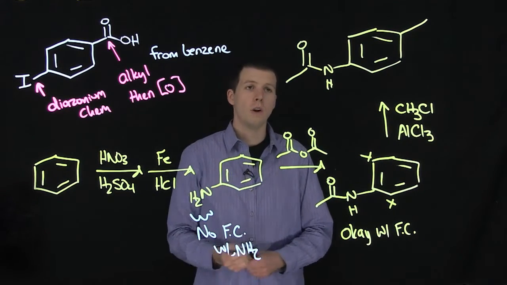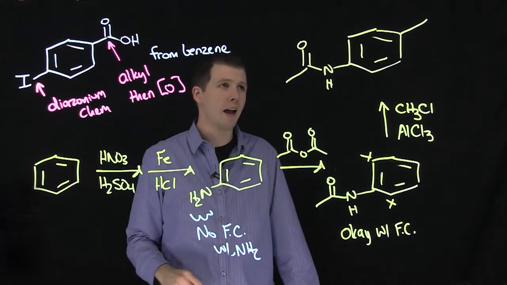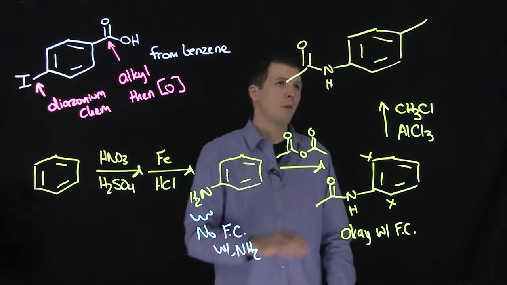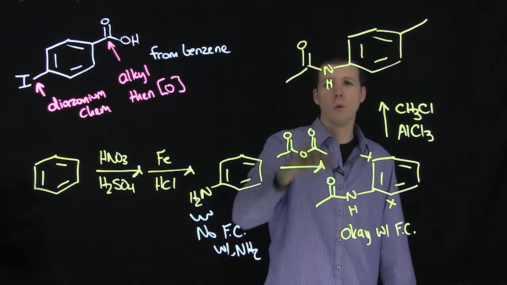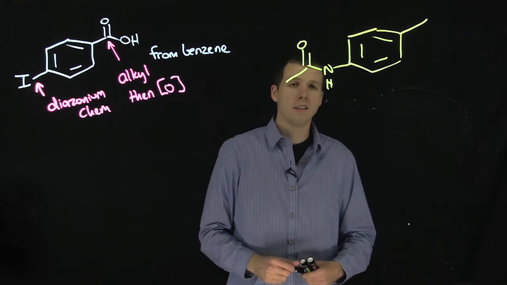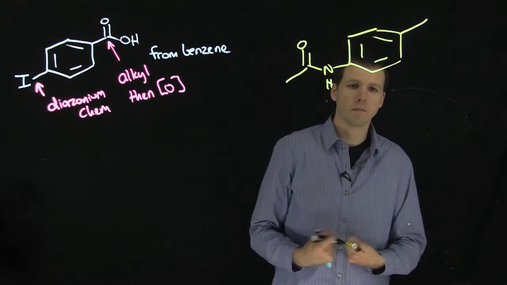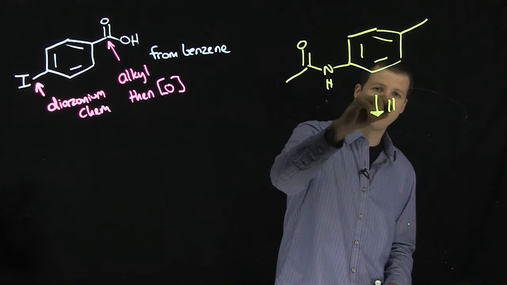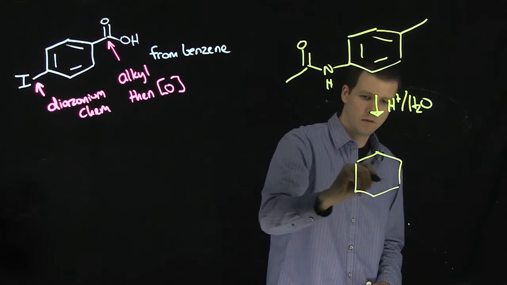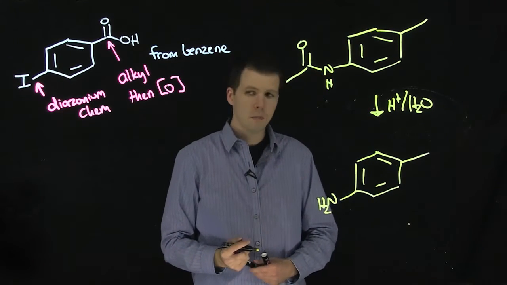From here, we need to get this amide converted to the diazonium ion and then to the iodide, and then we need to oxidize the methyl group. Let's go ahead and hold off on this oxidation, and first we'll deal with the nitrogen group. All right, so in order to get this to the diazonium ion, we're going to have to take this amide down to the amine, and we'll just do a hydrolysis. That gives us the amine.